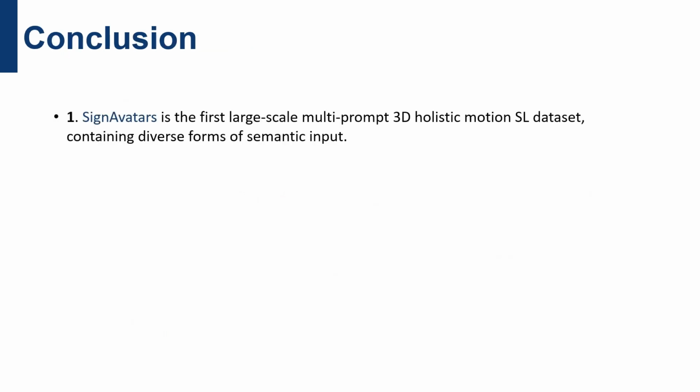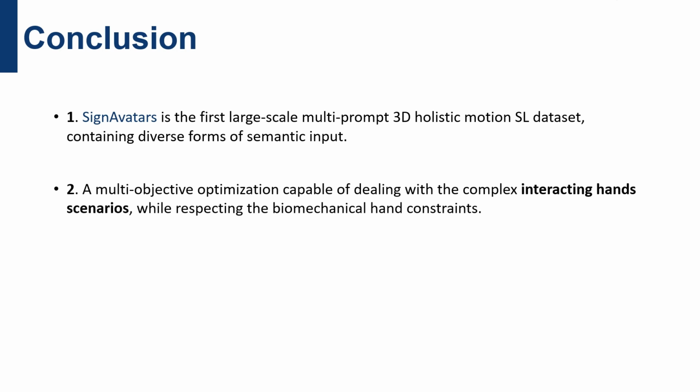In conclusion, we first introduce SignAvatars, the first large-scale multi-prompt 3D holistic motion SL dataset, containing diverse forms of semantic input. Second, to provide accurate annotations for SignAvatars, in the form of expressive 3D avatar meshes, we introduce a multi-objective optimization capable of dealing with the complex interacting hand scenarios, while respecting the biomechanical hand constraints.